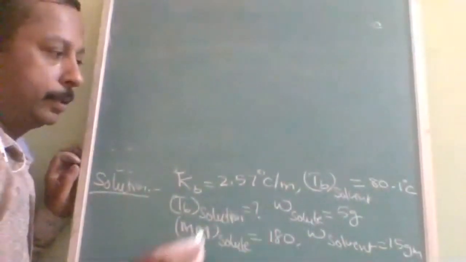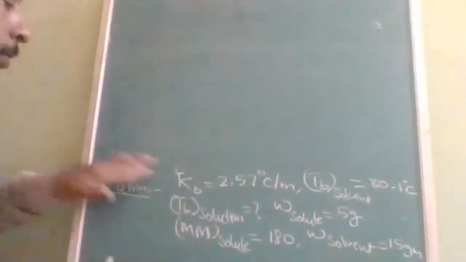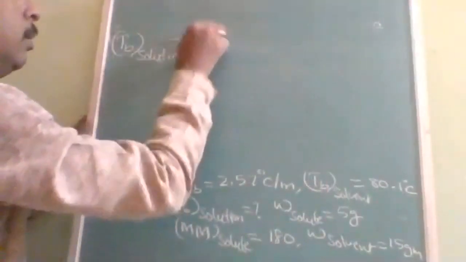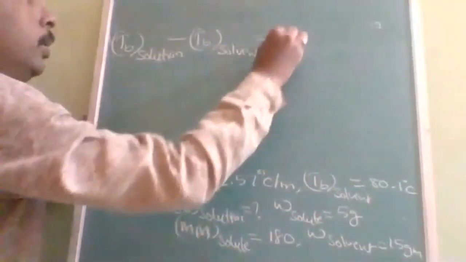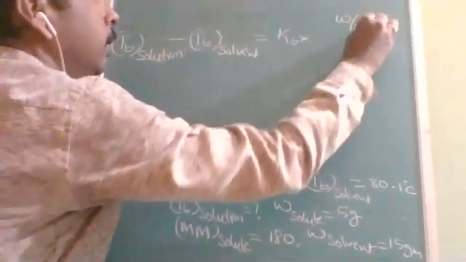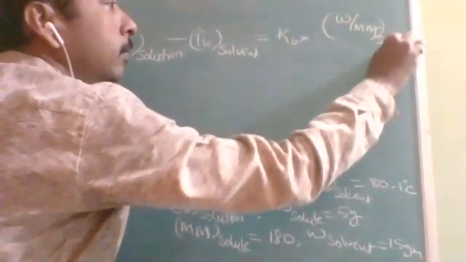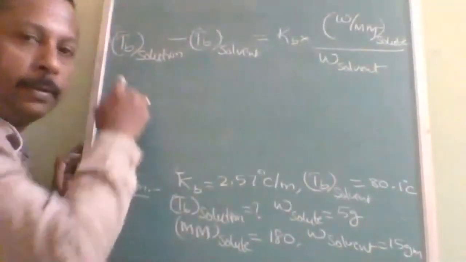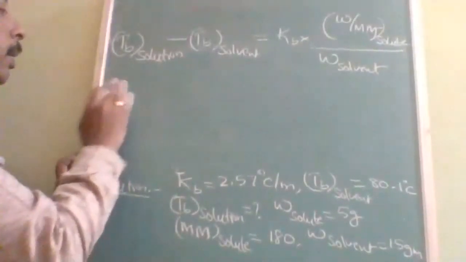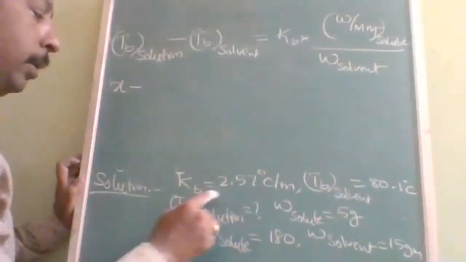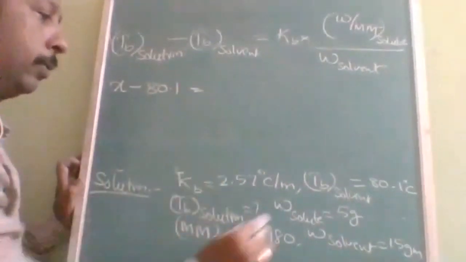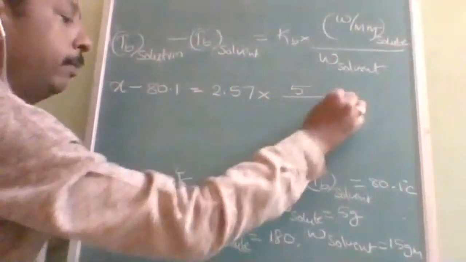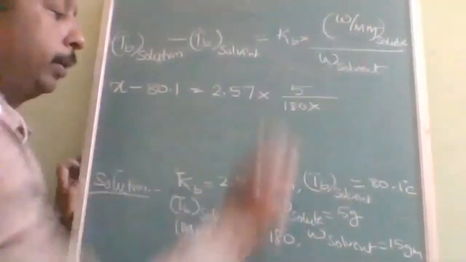Here, in this type of problem, Tb of solution is what we don't know, minus Tb of solvent, is equal to Kb into mass of solute upon molecular mass of solute, divided by mass of solvent. Before substituting, convert into kilograms. Tb of solution we don't know, so I will write it as X minus Tb of solvent, the boiling point of solvent 80.1, is equal to Kb, 2.57, into mass of solute 5 divided by molecular mass 180, with the 15 grams of solvent going into the denominator.